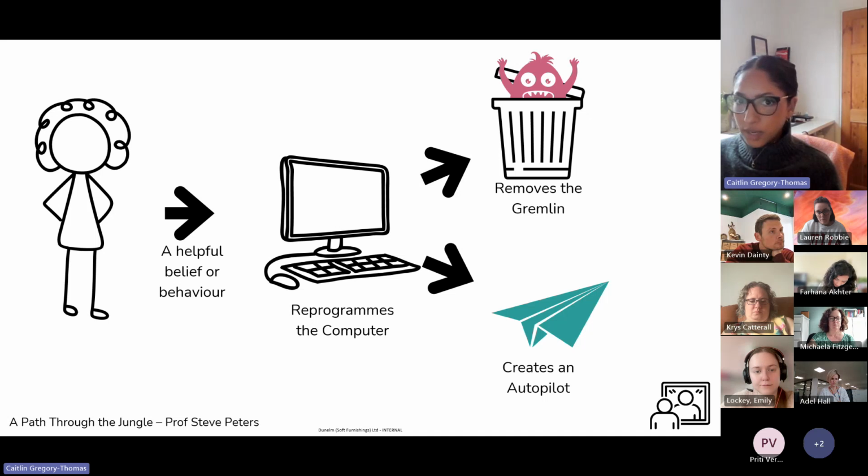So how do we do that? The first thing we need to do is find those unhelpful beliefs that we hold in the first place. So they could be some of those examples that I shared earlier with all of those limiting beliefs. But what we have is personal to each of us.